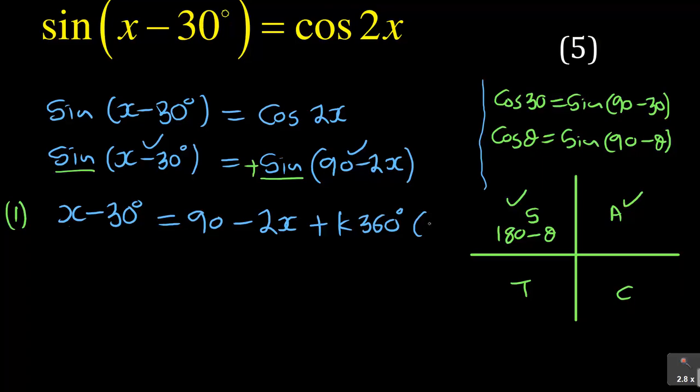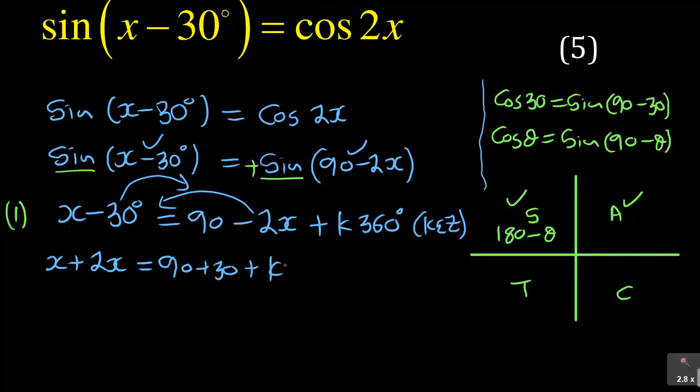Okay, where you put the condition k is an element of Z. Then you need to simplify that. We're going to go to the second quadrant, but now this is the first quadrant. Let's simplify that. What you do is you take negative 2x to the other side. You have x plus 2x is equal to 90 plus 30 plus k 360. Seeing that x plus 2x, we have 3x is equal to 90 plus 30, which is 120, plus k 360.